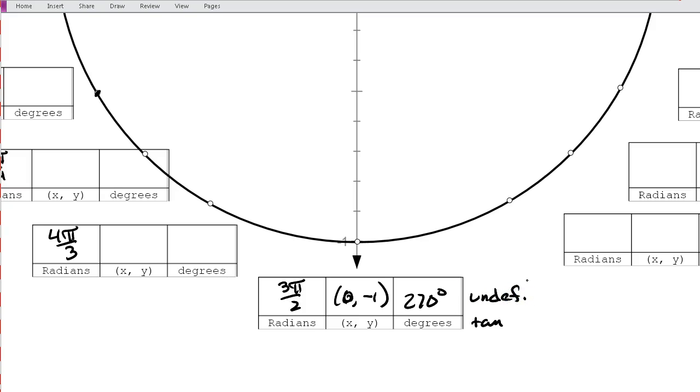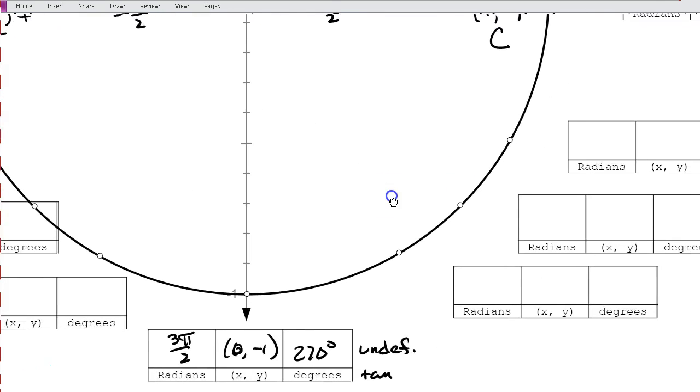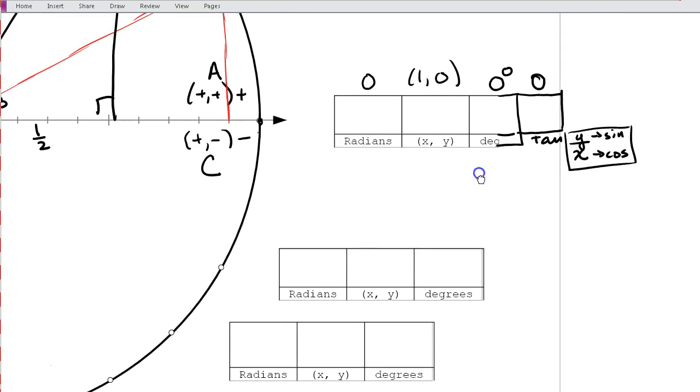Alright, if you need to pause or rewind at any point, make sure you do that because I'm kind of going through this quickly. Alright, let's get back to here.